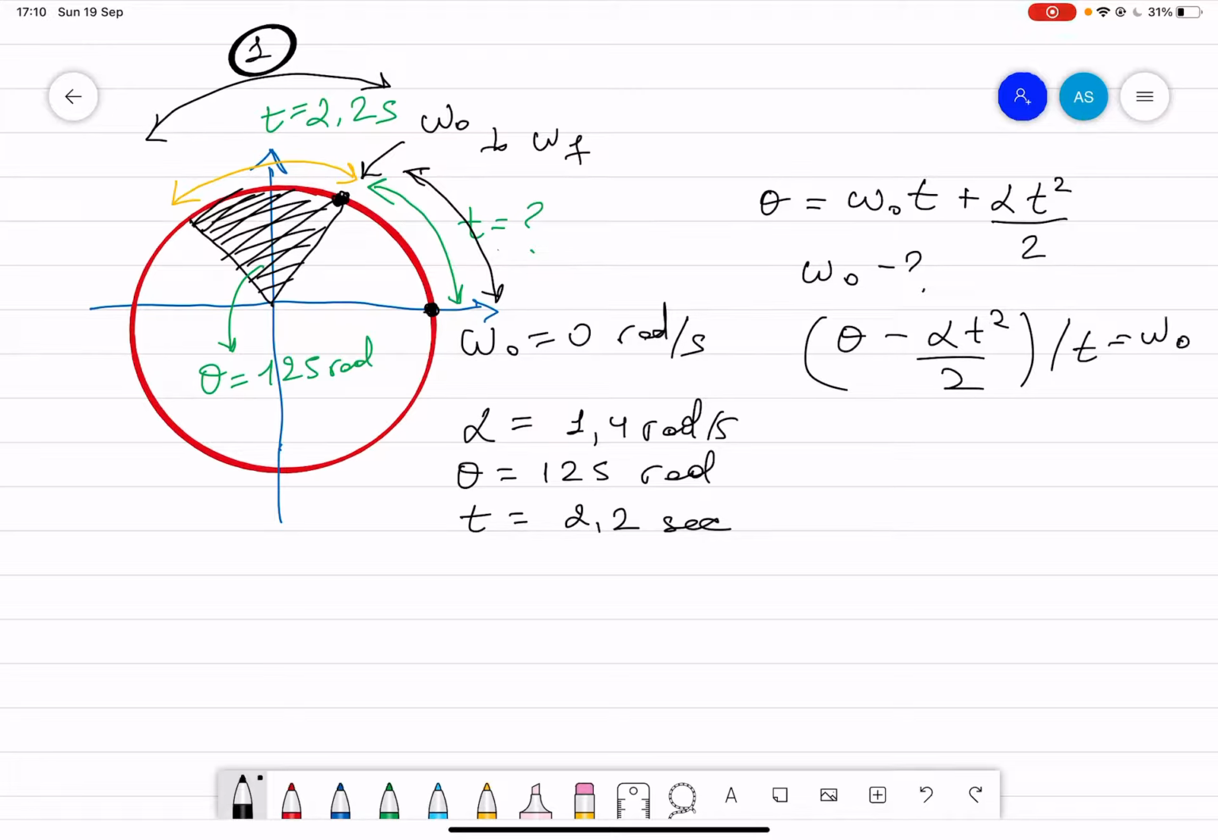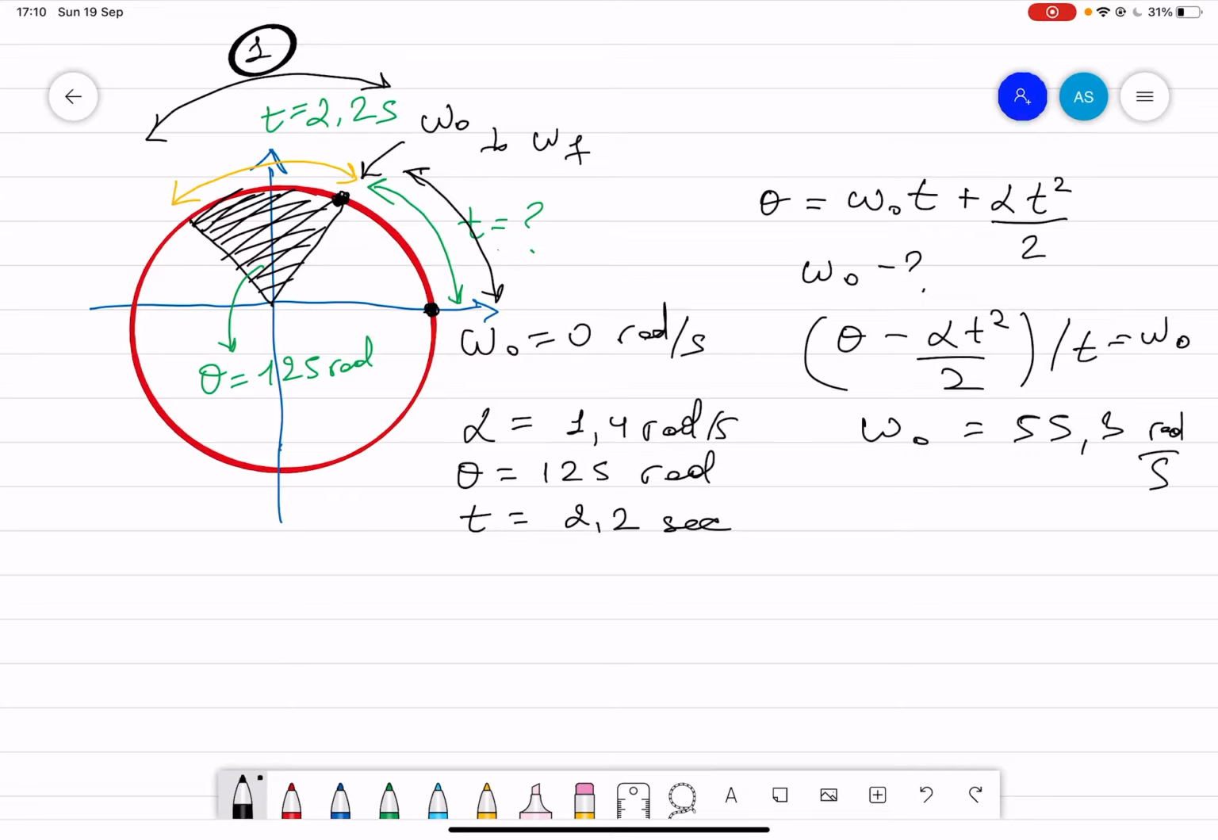So if you do the calculation, let's just do it. Theta is 125 minus alpha, which in our case is 1.4, multiplied by 2.2 squared divided by 2, and that divided by the time, which is 2.2. So I got 55.3 radians per second.